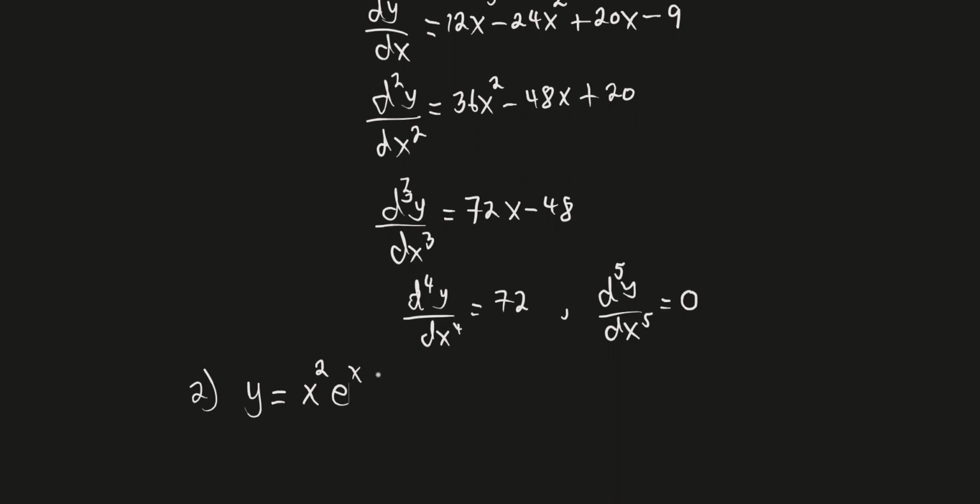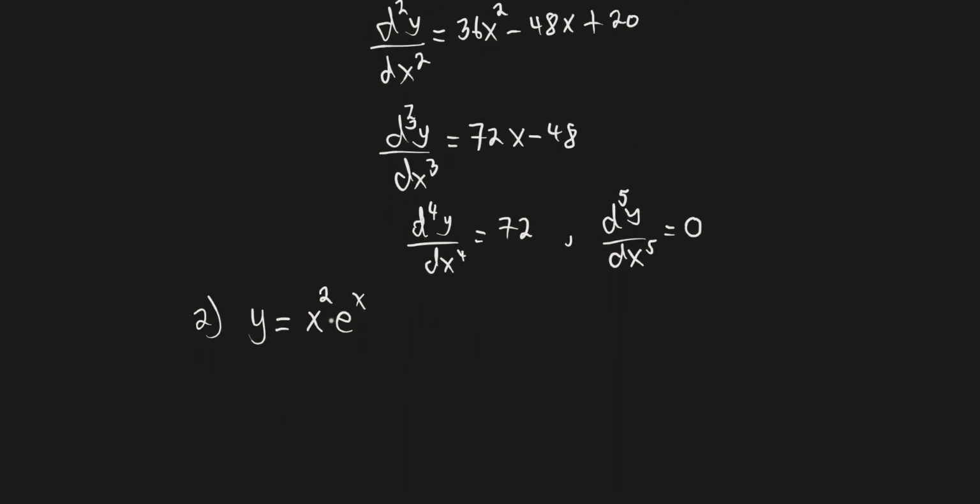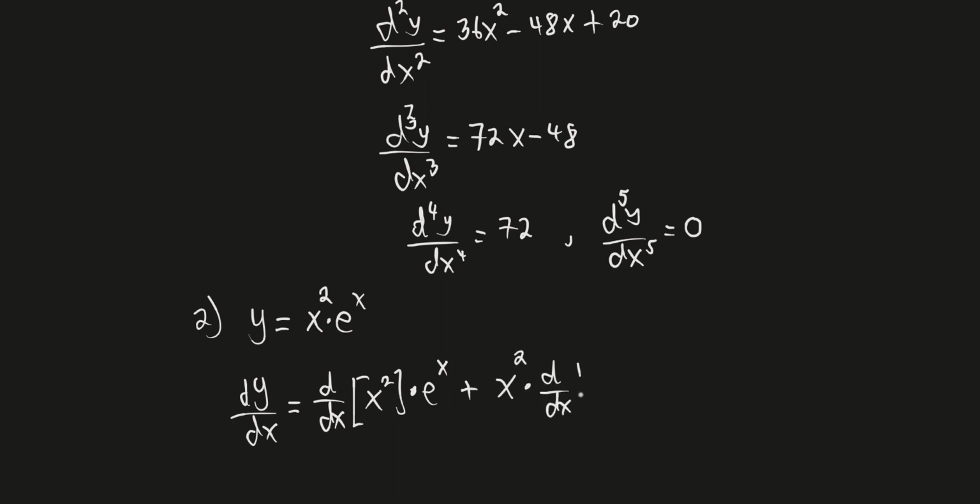So for the first derivative, we need the product rule. Again, I will write down what the product rule says we're supposed to do. We need to take the derivative of the first, so the derivative of x squared, times e to the x, plus the first times the derivative of e to the x. So e to the x. All right, let me fix that so my e looks better.